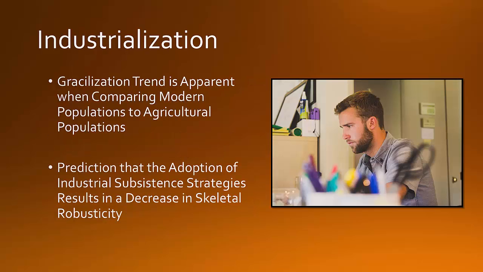Now, if we look at industrialization, a similar logic has been applied to industrial societies. That gracilization trend is readily apparent when comparing our modern post-industrial populations to contemporary and historical agricultural populations. Again, the prediction is that with the adoption of an industrial subsistence strategy, there was a decrease in skeletal robusticity.